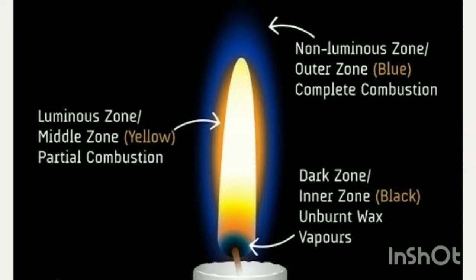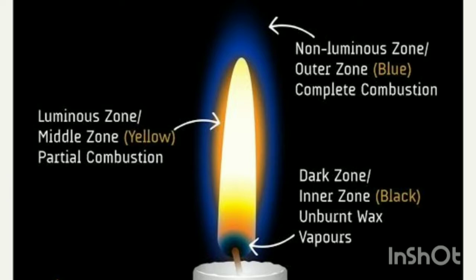Then the middle zone is yellow in color, and it is hotter than the inner zone. It is accompanied by incomplete combustion of wax vapors, and it produces carbon particles. The carbon particles glow, and that's why the color is yellow. Also it emits the gas called carbon monoxide. This zone emits the most light.